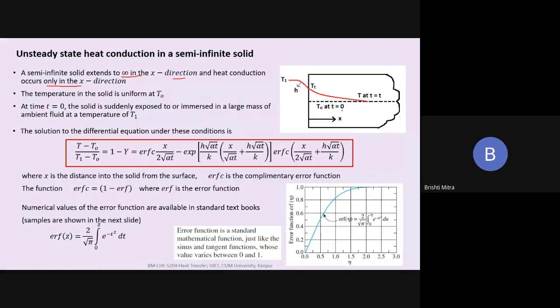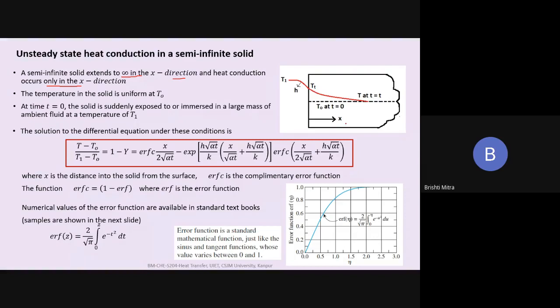So at time t equal to 0, the temperature would have been constant at T0. Now when this solid is exposed to external conditions where the ambient temperature is T1, then from here there's a dip in the temperature. At the end, the temperature is Tt. And as time changes, there is a change in the temperature inside the solid.